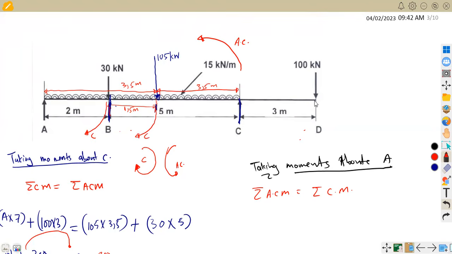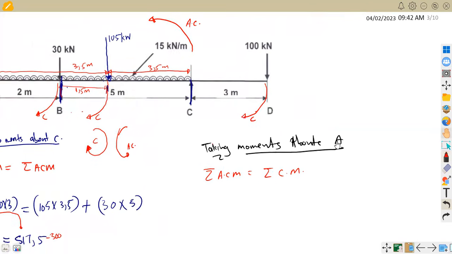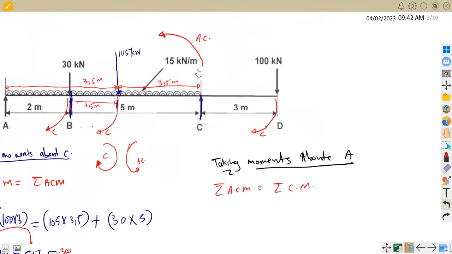We move on to D. D is moving this direction back to A, which is also a clockwise. So the rest of these are in the clockwise direction. So we just have only one that is in the anti-clockwise, which is C back to A. So this is going to give us C times the distance of 7 meters, which is 7C, which is equal to, we do not have any other in the anti-clockwise, we are only left with the clockwise moments.